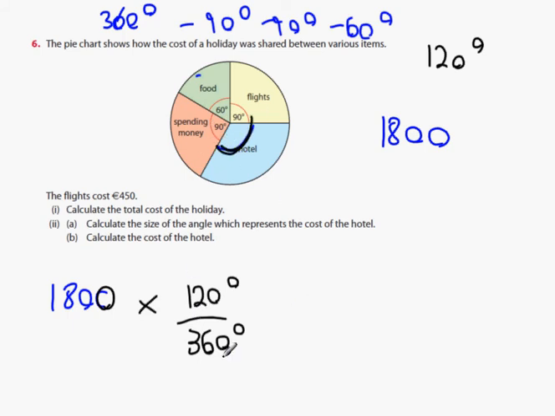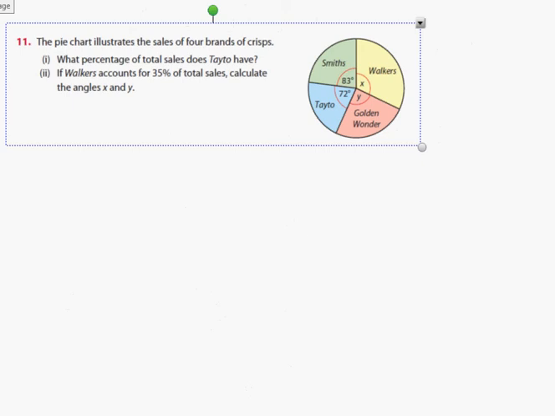You have to type in degrees and calculate. No. What's 120 divided by 360? A third. What's a third of 1,800? 600. Okay. Cost of the hotel is 600. Done. Okay.